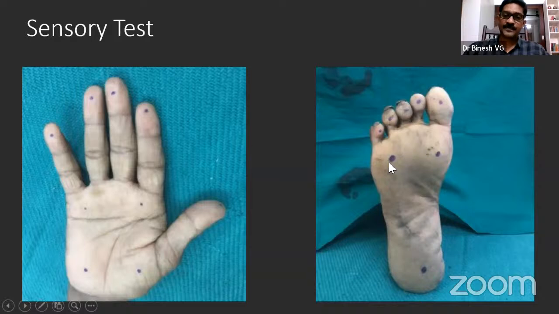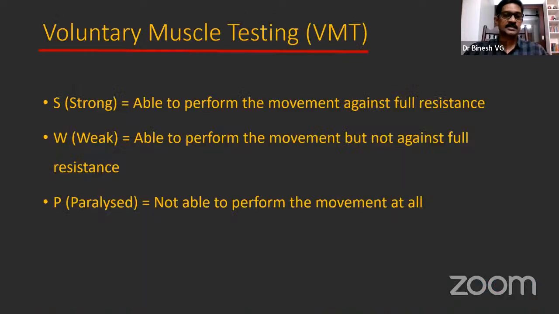Similarly, on the feet, we can again examine the pulp of the toes, the metatarsal heads, and the center of the heel. Again, we can use either a cotton wisp, a ballpoint pen, or a Semmes-Weinstein filament, whichever is available. So we have assessed the sensation.